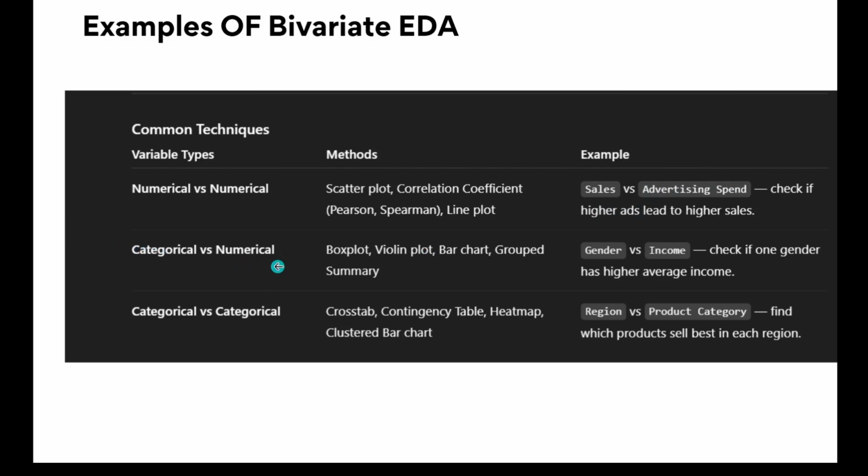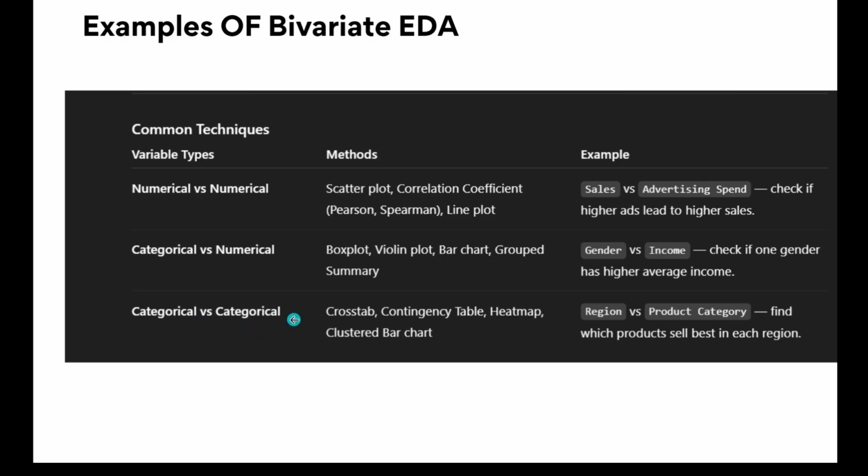Categorical versus numerical. With this type of data, we can actually use a box plot, a violin plot, a bar chart, or a grouped summary, where we actually create a grouped summary in a table form. Now, for example, we can have gender versus income, where gender is categorical data and income is the numerical data. Now, we can simply try to check if one gender has a higher average income. Like we can simply try to know, does female have a higher average income compared to male?